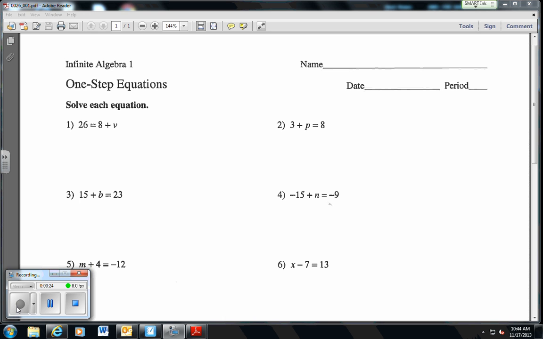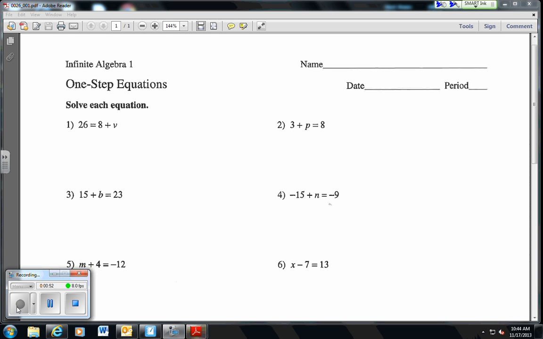So the first question we ask ourselves is, what's on the same side of the equal sign as our variable? So I'll take a look here at problem number 2. We're looking at the variable p, and p is clearly on the left side of the equal sign. So our equal sign's right there. P is clearly to the left. So we look and see what else is with the p. What's on the same side as it? Well, that would be the 3.